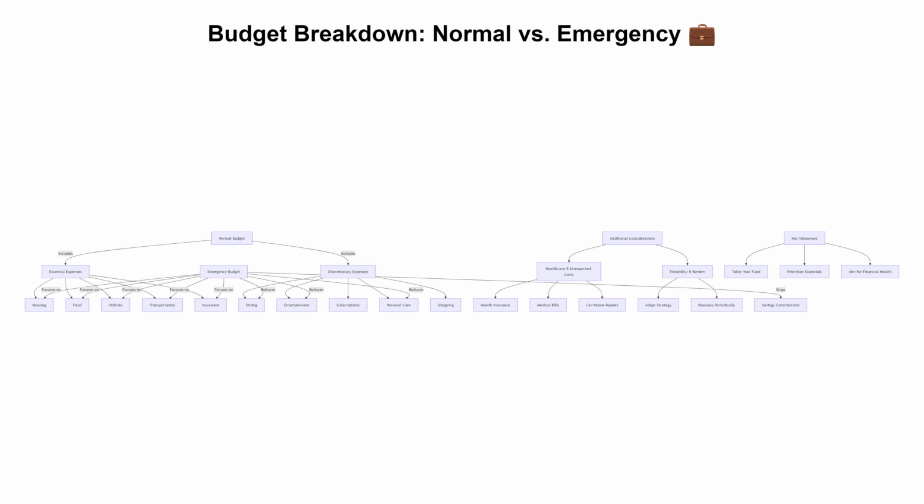In this diagram, you can see the comparison between normal budget items and emergency budget items. The normal budget includes essential costs like housing, food, utilities, transportation, and insurance. It also lists discretionary expenses such as dining, entertainment, subscriptions, personal care, and shopping. In contrast, the emergency budget focuses on bare necessities, highlighting reduced or eliminated discretionary spending.